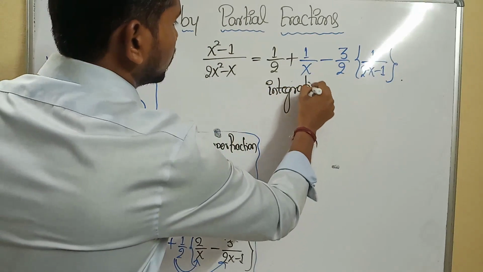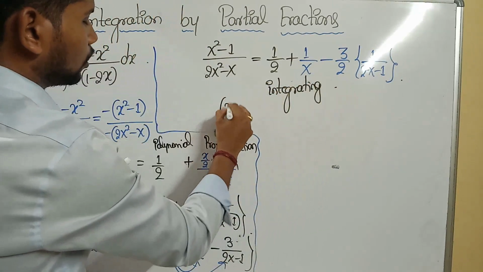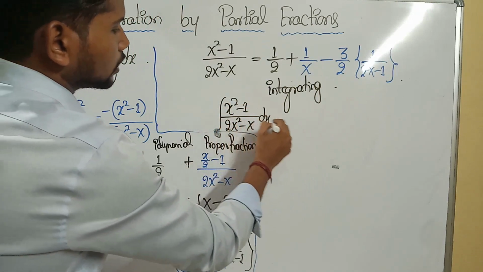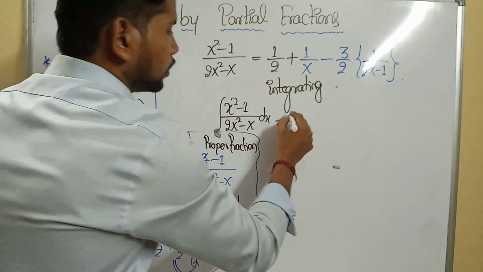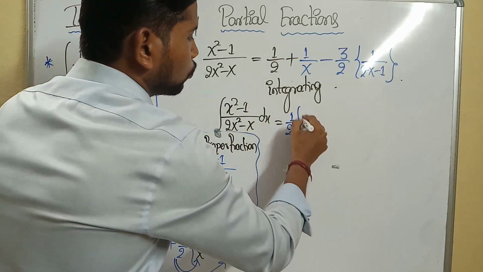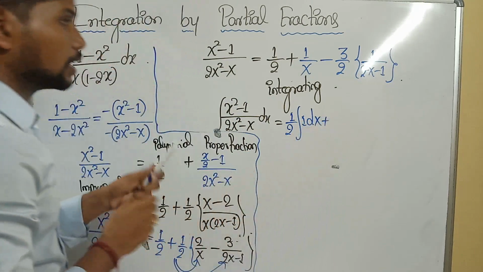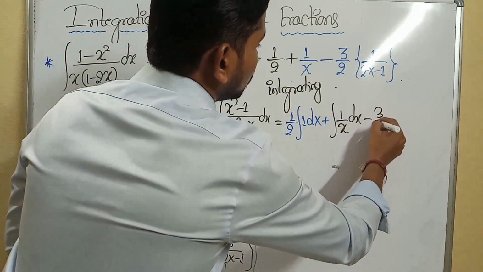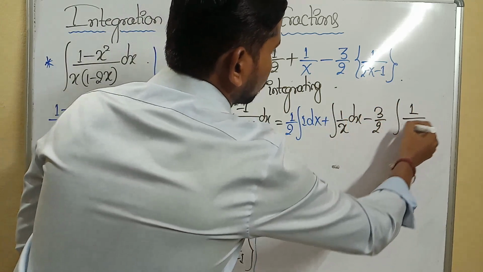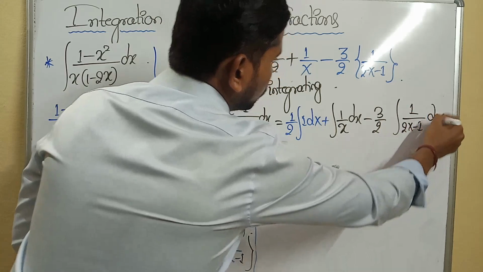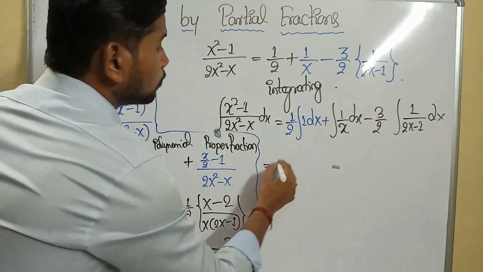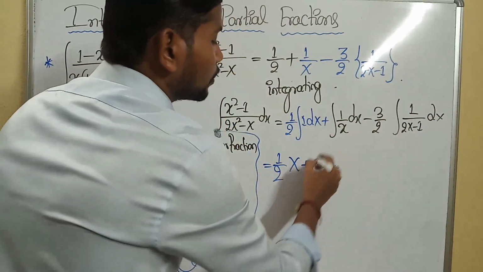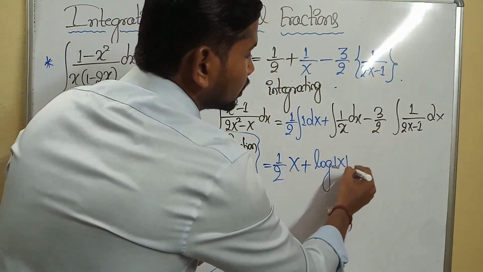Okay, integrating. It will be integral of x square minus 1 divided by 2x square minus x into dx. Now, right part. 1 by 2 is a constant. 1 by 2 integral of 1 dx plus integration for 1 by x dx minus 3 by 2 integral of 1 divided by 2x minus 1 into dx. Got it? 1 by 2, let it be as it is. Integral of 1 will be x plus integral of 1 by x will be log modulus of x minus.